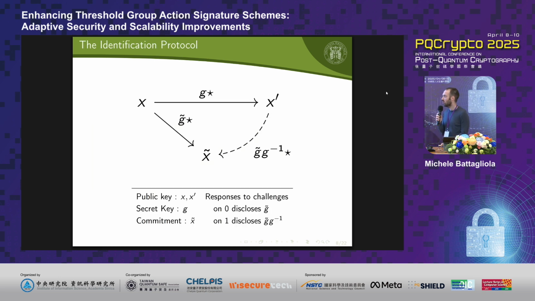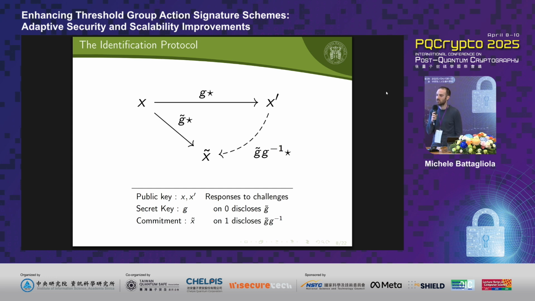And okay, so we start with the basic protocol. How can we build an identification protocol for group actions? This is the same structure that many signatures have, for example LESS, but also many others. So our public key is X and X prime, and the secret key is G, the group element that links them. We want to prove knowledge of G, and we follow this standard structure. So the prover picks a random G tilde, applies it to X, and then we challenge, and it reveals the two diagonal lines.